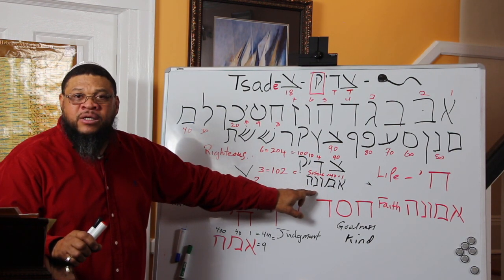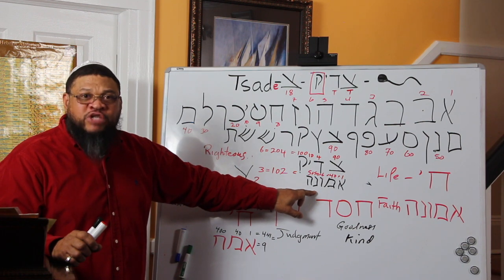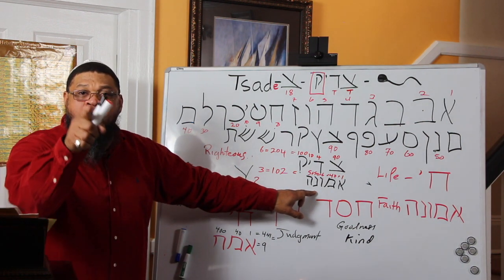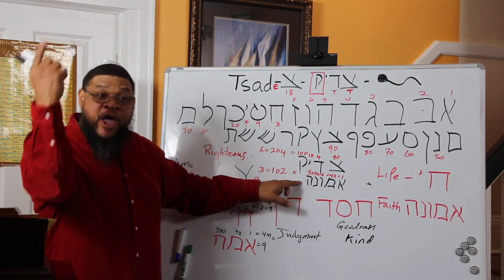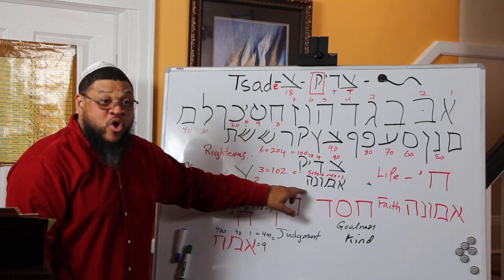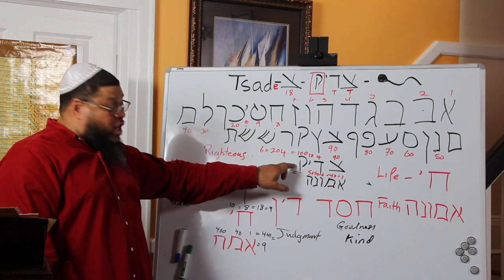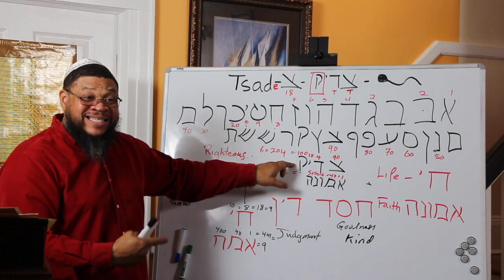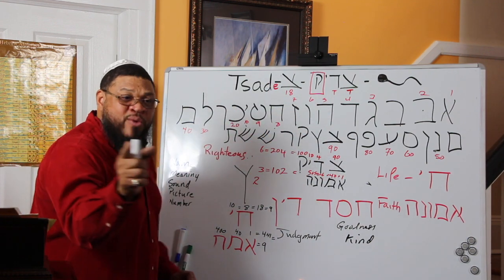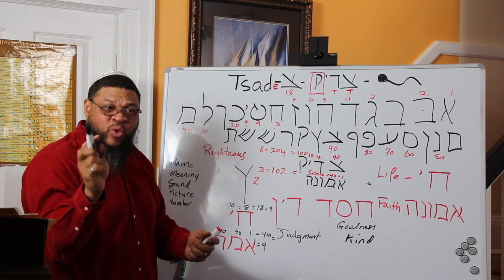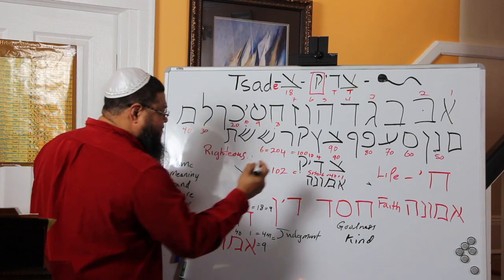Whose righteousness? His righteousness, because his righteousness is based upon your faith, and your faith is in Mashiach. So you're seeing your faith, your emunah, is built upon his tzaddik, and his tzaddik is not what establishes your righteousness. Because your righteousness, look at something now, watch how beautiful your righteousness is.